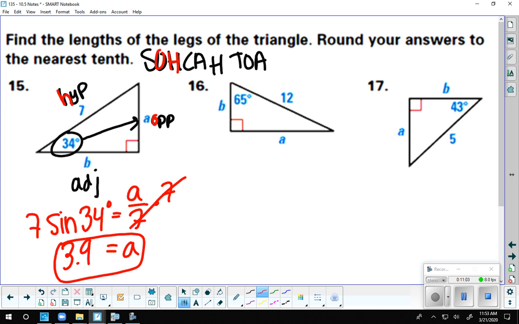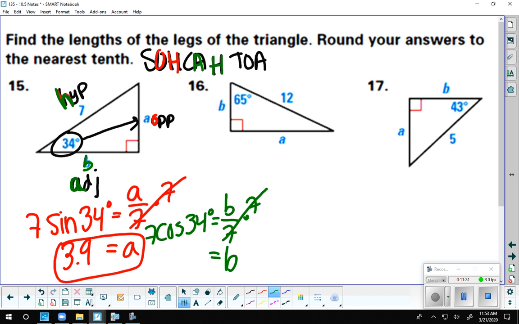Okay, and now let's find B. B is the adjacent side, and then we have to use a side that we know. So let's just use the hypotenuse since they gave it to us. Adjacent and hypotenuse is the cosine function. So cosine of our 34-degree angle equals adjacent over hypotenuse. Same process, we multiply both sides by 7. If you type 7 times the cosine of 34 in your calculator, you get 5.8.